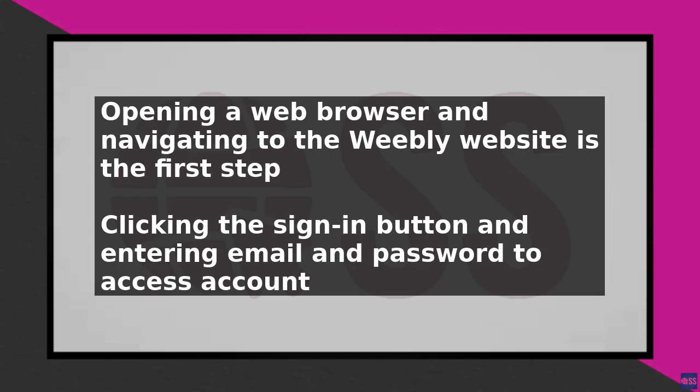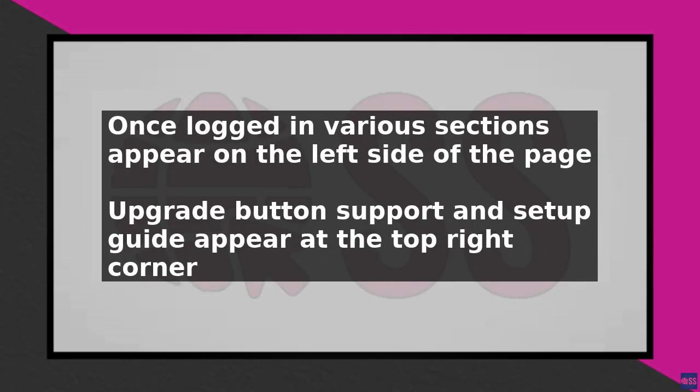Once logged in, you will see various sections such as Website, Items, Orders, Fulfillment, Reports, Marketing, Communications, and Settings on the left side of the page. At the top right, you will find the Upgrade button, Support, Setup Guide, and your Store Name buttons.